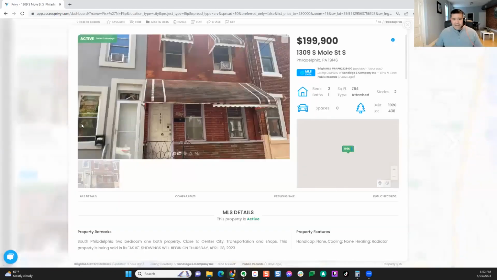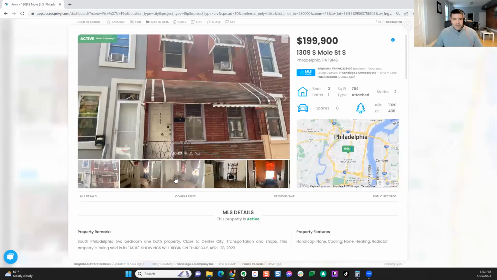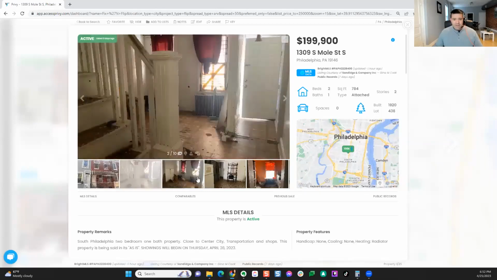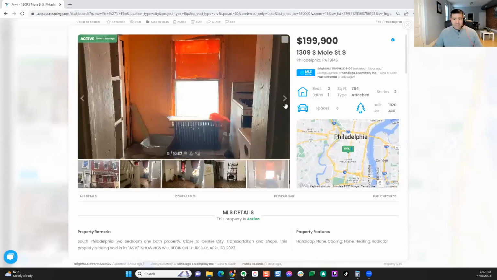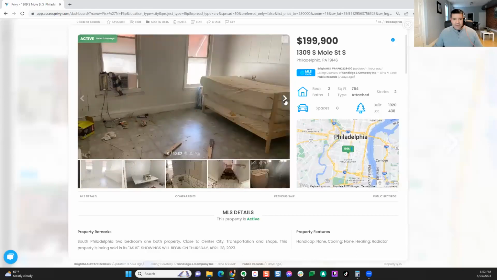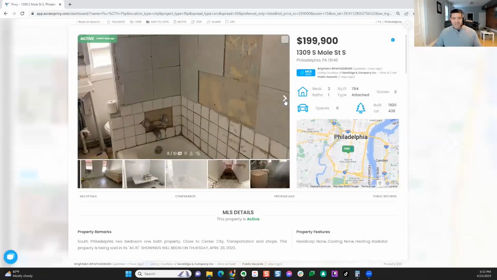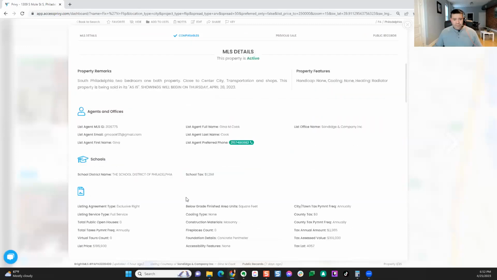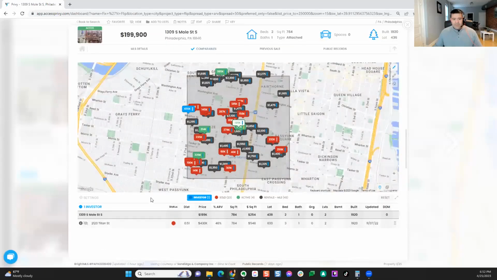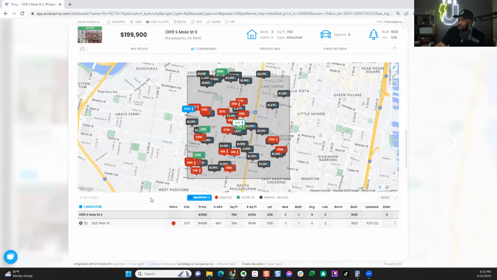This one's at 199. Look at this mess. This stuff is difficult to look at, but this is what buyers are looking for. They want properties they can add value to. So we can add the comparables in this one. Some of you might be calling Mitchell in Philly tomorrow.